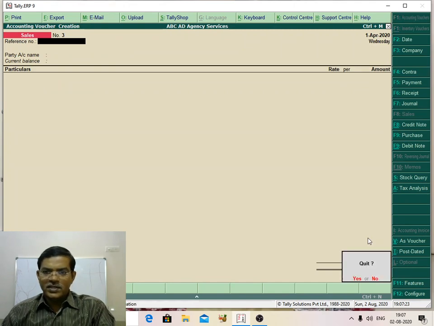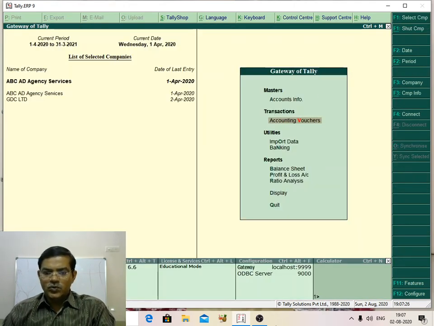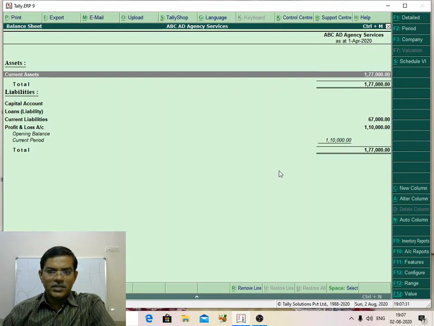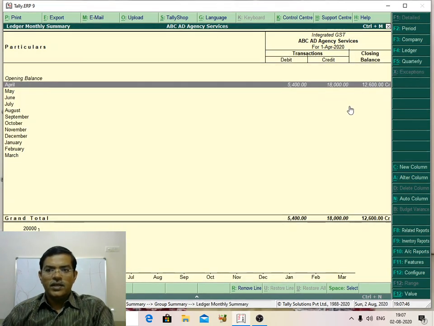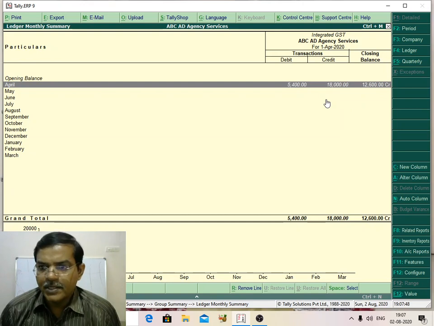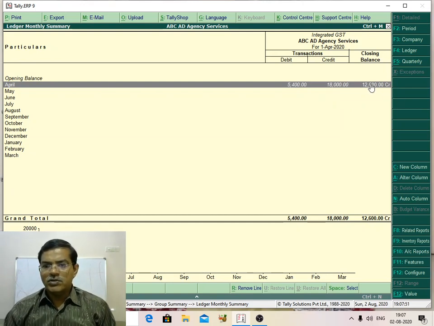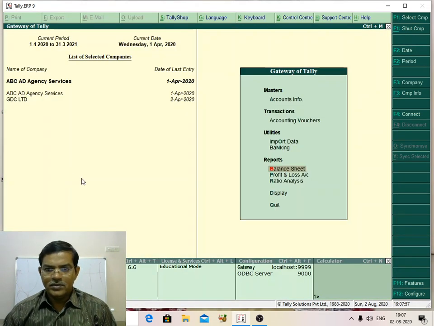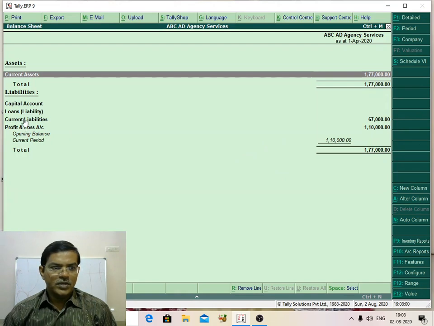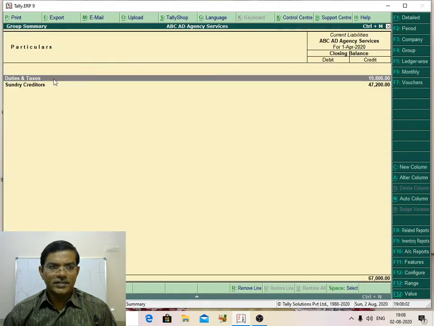Once you save, you can check the balance sheet. Go to the Gateway of Tally screen and check the balance sheet. Here on the current liability side, the duties and taxes are showing this amount, 19,800 rupees. In the month of April, some taxes are debited and some taxes are credited. The remaining amount is 12,600. We have to pay this. And here you can check current liabilities, duties and taxes.